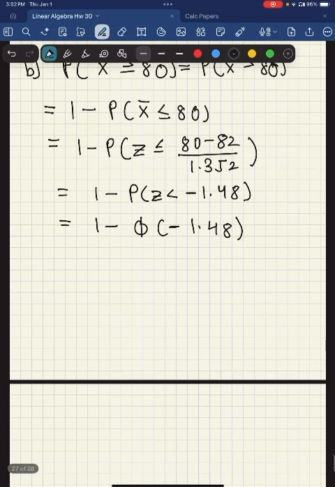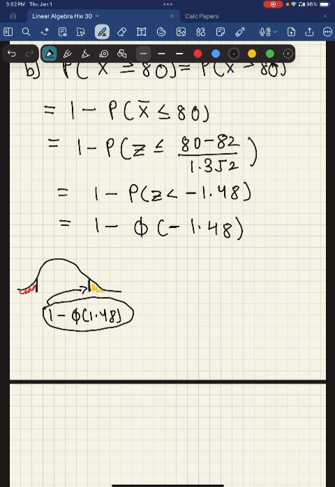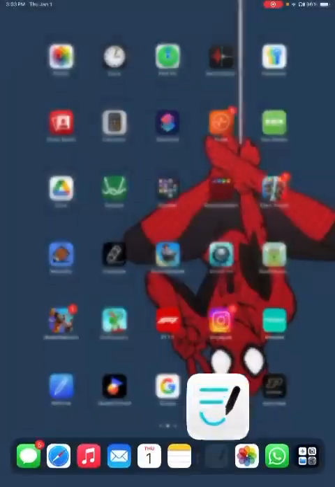Okay, let's make the graph. Negative 1.48 is somewhere here, and we are finding this area, which is also equal to the area on the other side of 1.48. In order to find the yellow area, we can do 1 minus phi of negative 1.48, which is just phi of 1.48. And now we will use the z table to find this.